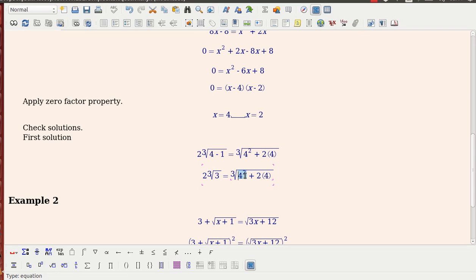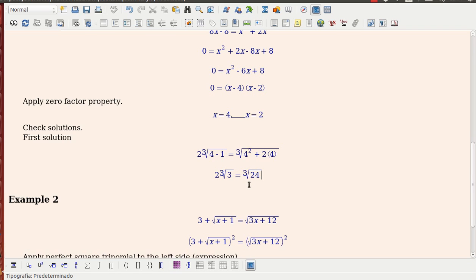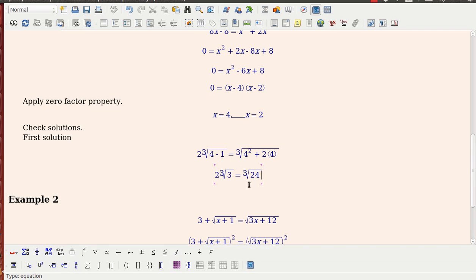4 squared is 16. 2 times 4 is 8. 16 plus 8 is 24. Is the cubic root of 24 equal to 2 times the cubic root of 3? Simplify the cubic root of 24. So, check. The cubic root of 24 is the same as the cubic root of 8 times 3. But 8 is 2 to the third power, times 3. This is the prime factorization.